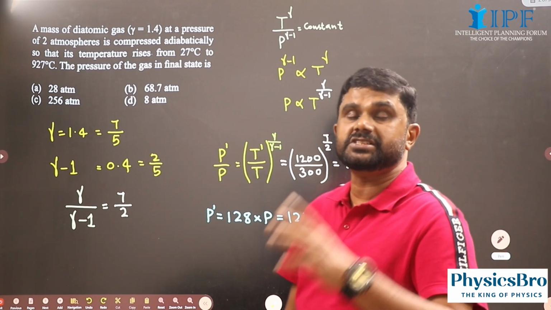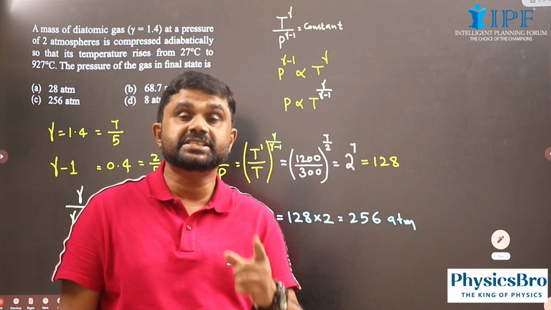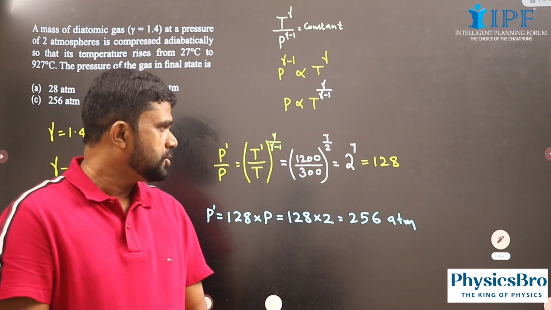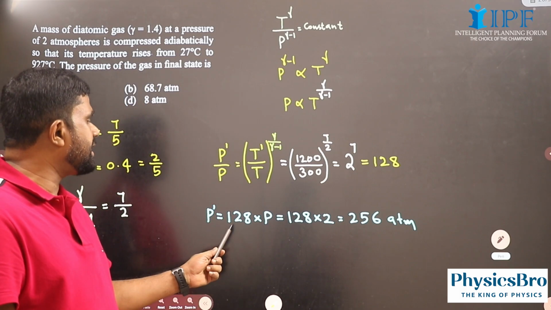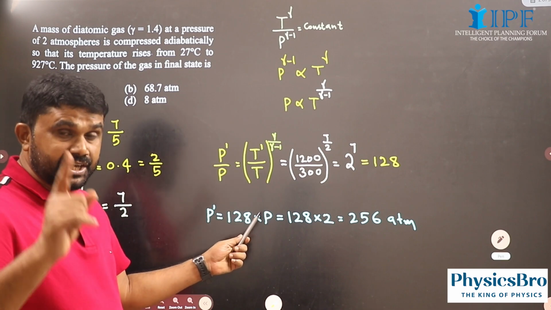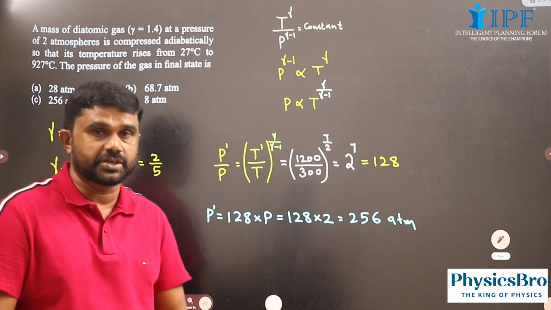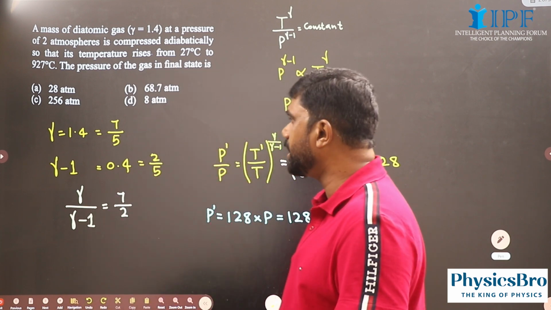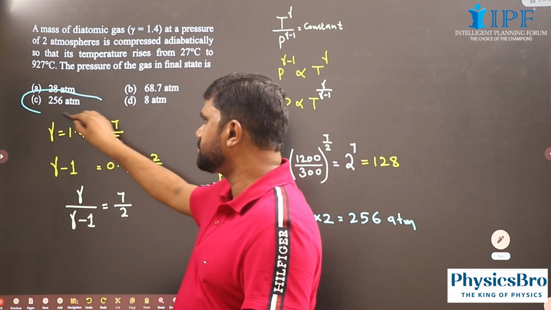Children, 2 raised to 5 is 32, 2 raised to 6 is 64. So 2 raised to 7 will be 128. Okay, so P dash is 128 P. And the initial pressure is given as 2 atmospheres. So the final pressure will be 128 into 2, that is 256 atmospheres.